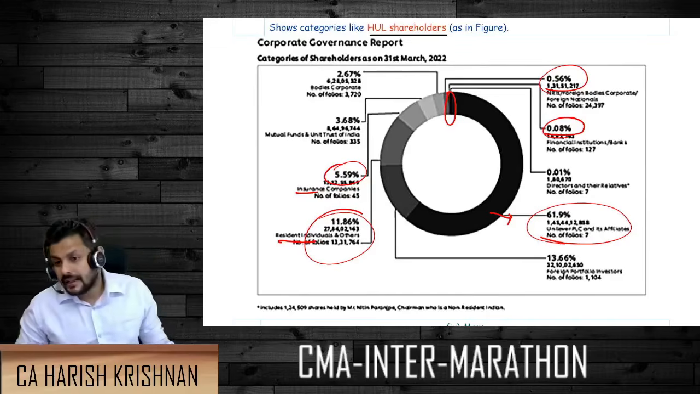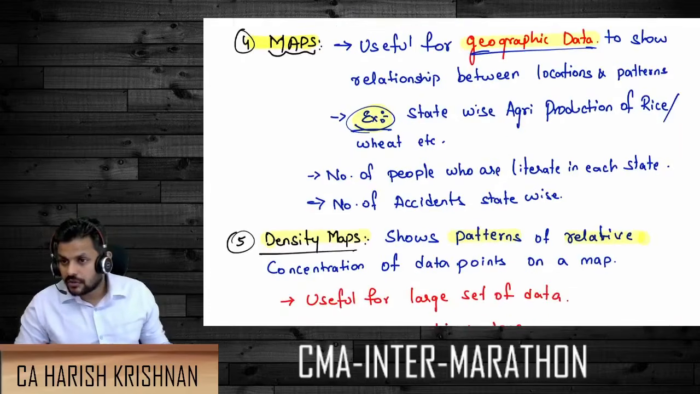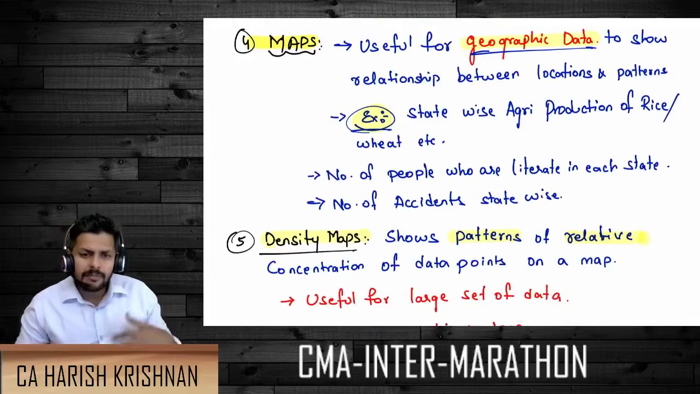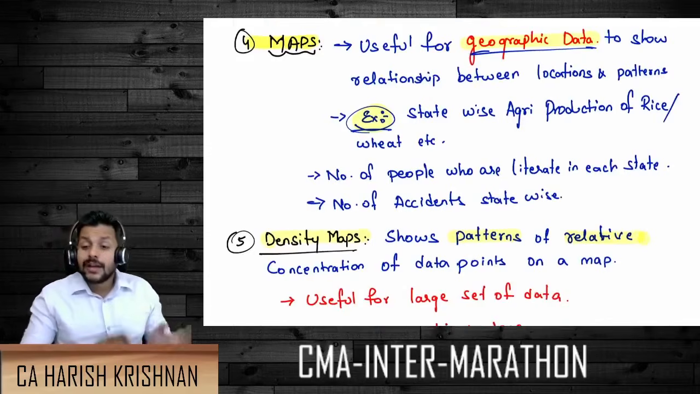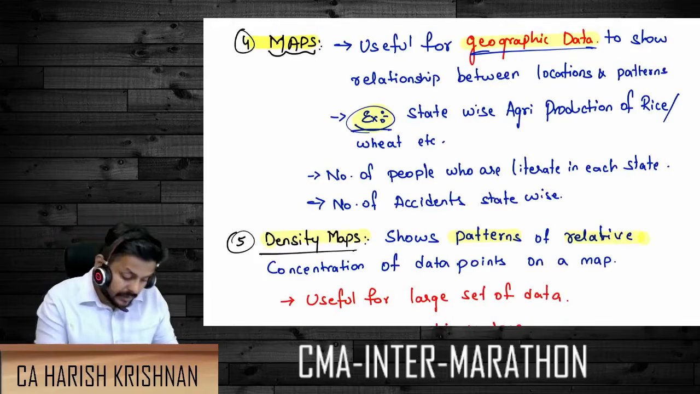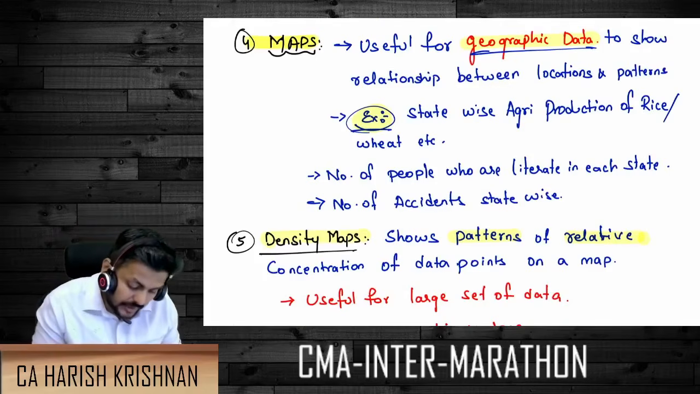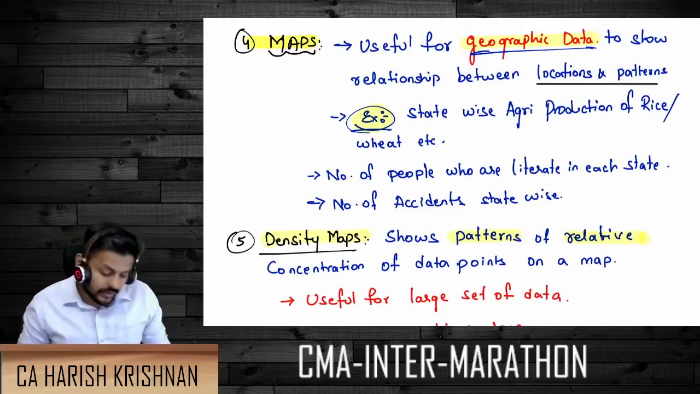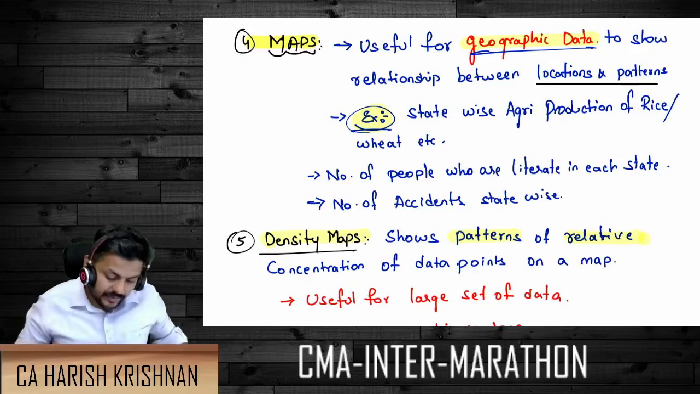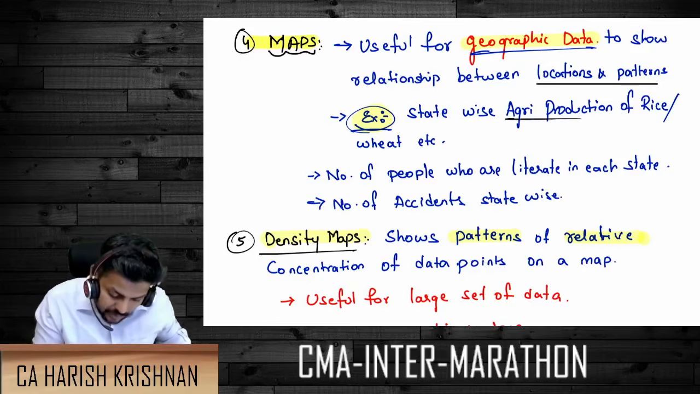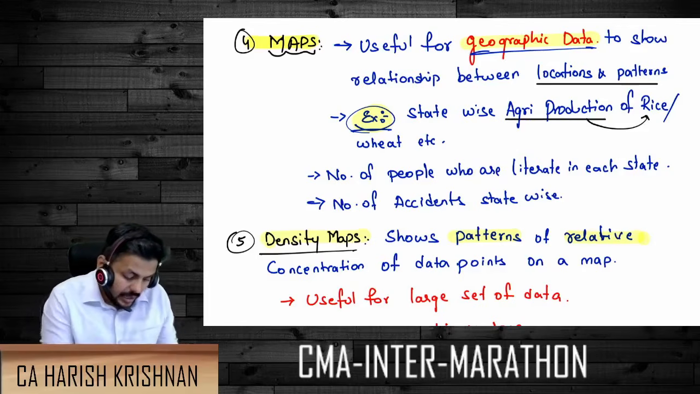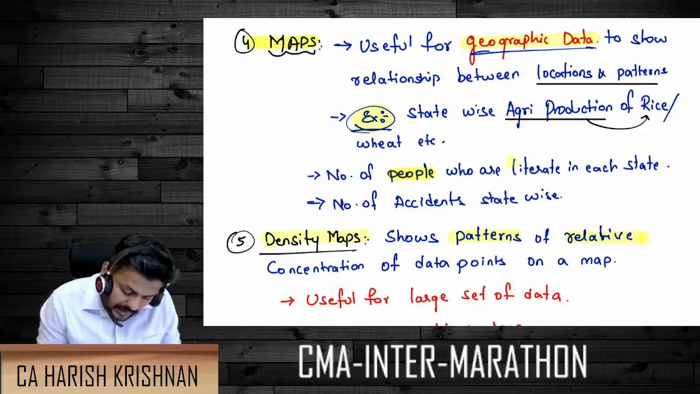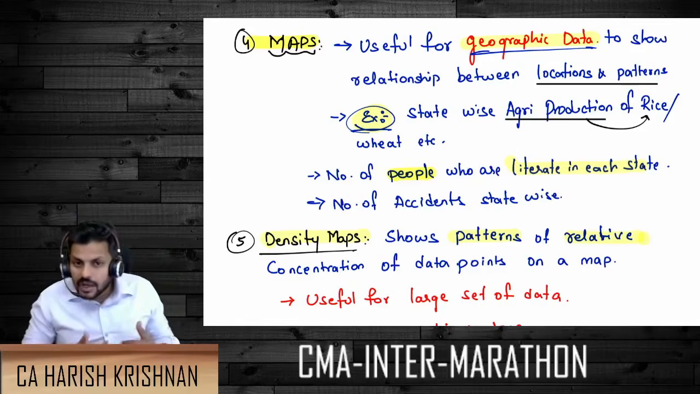Then the next discussion is about two things called maps and density maps, where maps are generally used to show geographic data. Maps are generally used to show what? Geographic data, to show the relationship between locations and patterns. Say for example, state-wise agricultural production of rice, wheat, etc. Number of people who are literate in each state, number of accidents state-wise.